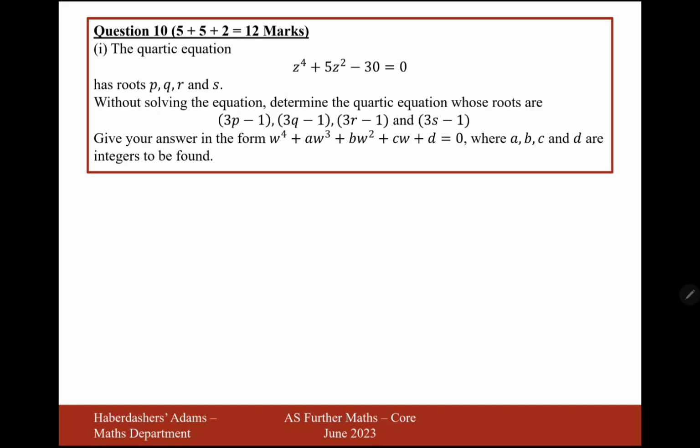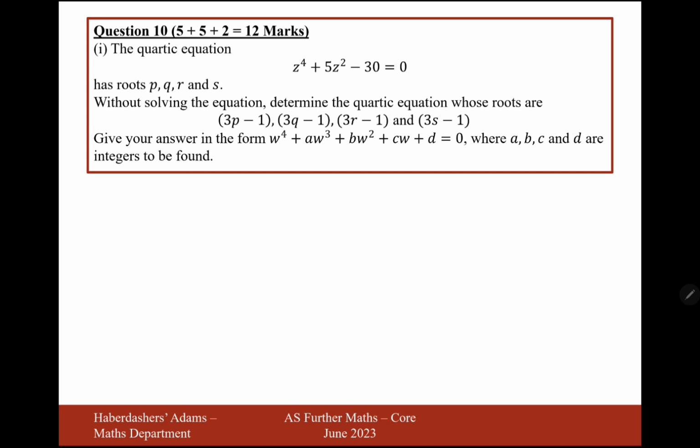Here we're looking at question 10. The quartic equation z to the 4 plus 5z squared minus 30 equals 0 has roots p, q, r and s. Without solving the equation, determine the quartic equation whose roots are 3p minus 1, 3q minus 1, 3r minus 1, and 3s minus 1, giving your answer in this form.